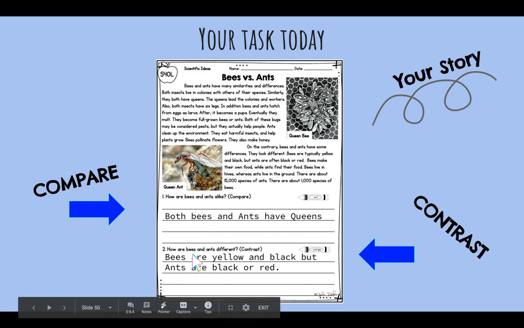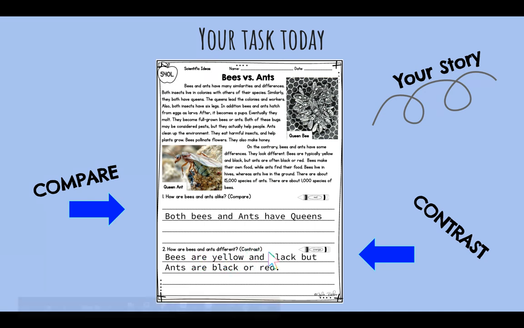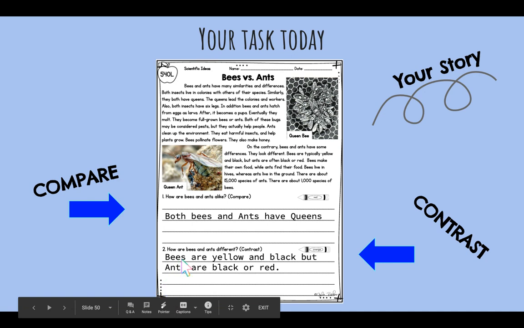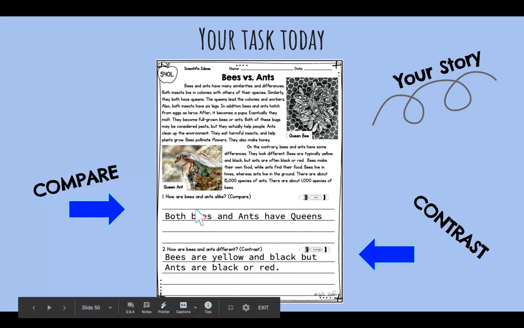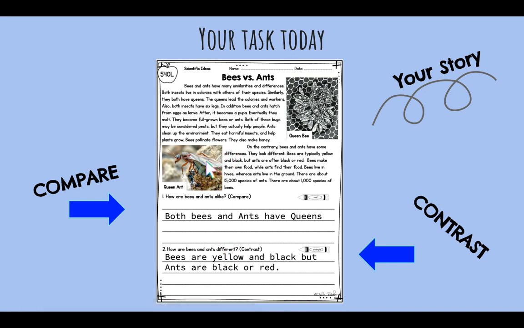Now, number 2, how are bees and ants different? So I am contrasting, okay? And I said that bees are yellow and black, but ants are black or red. So that's how they differ. And I am going to come back up here and show you where I found that. Right here. Bees are typically yellow and black, but ants are often black or red. There we go. So I found both my comparing and my contrasting answers in the text, which is what you should be able to do as well, guys, because it is very important that you are able to reference the text and use that text evidence.